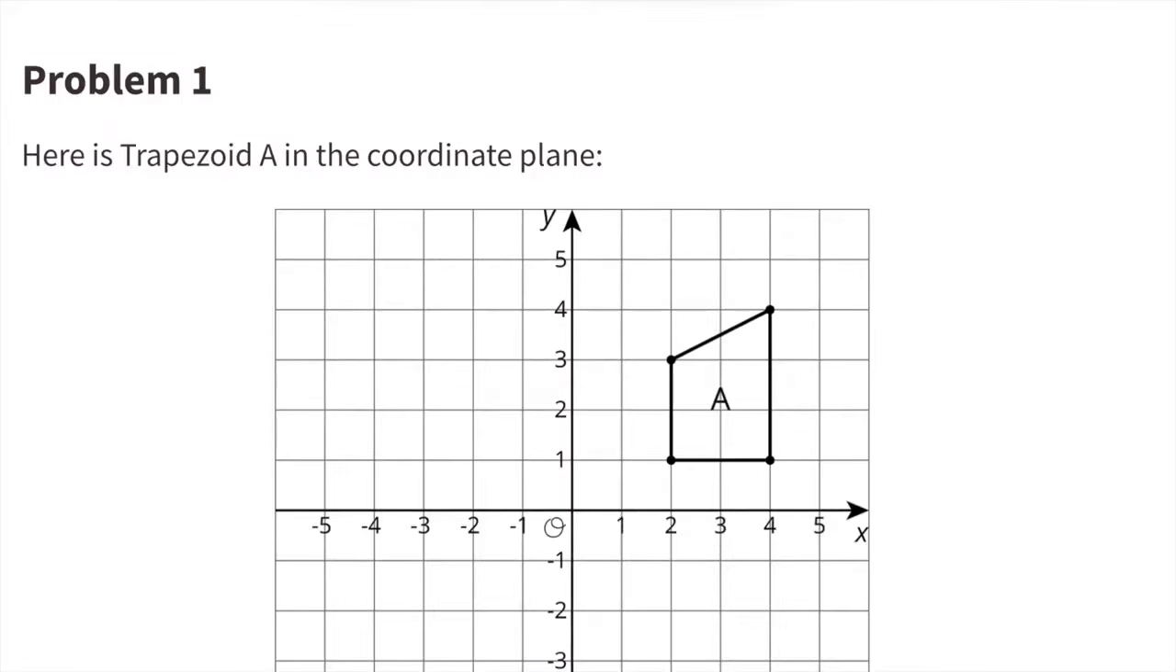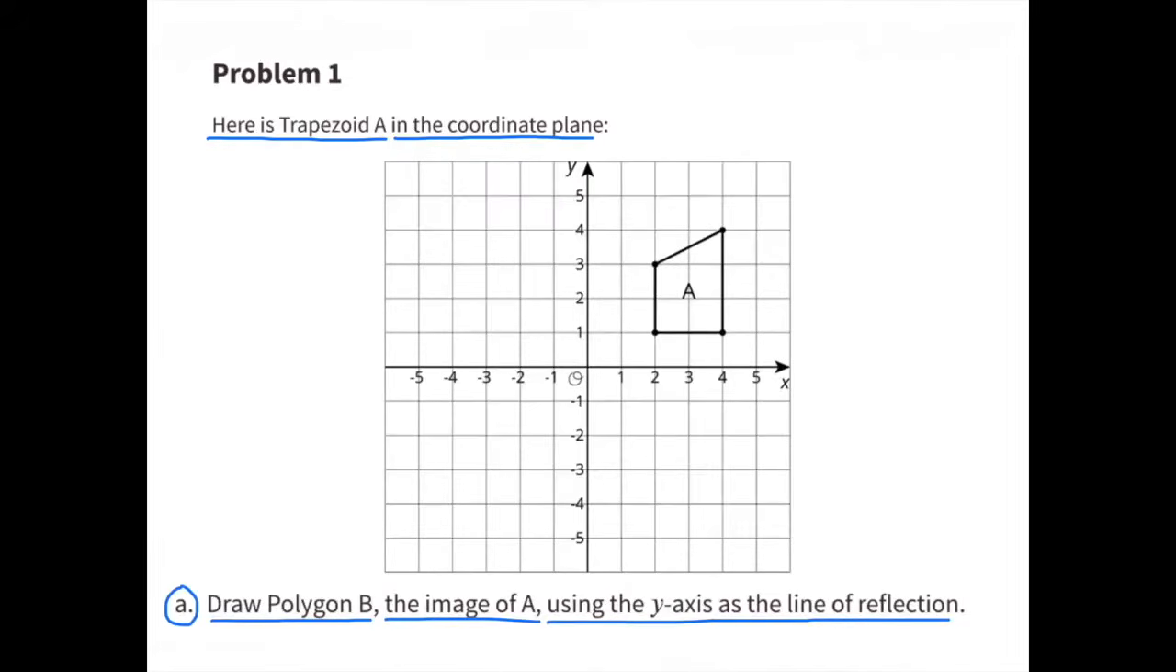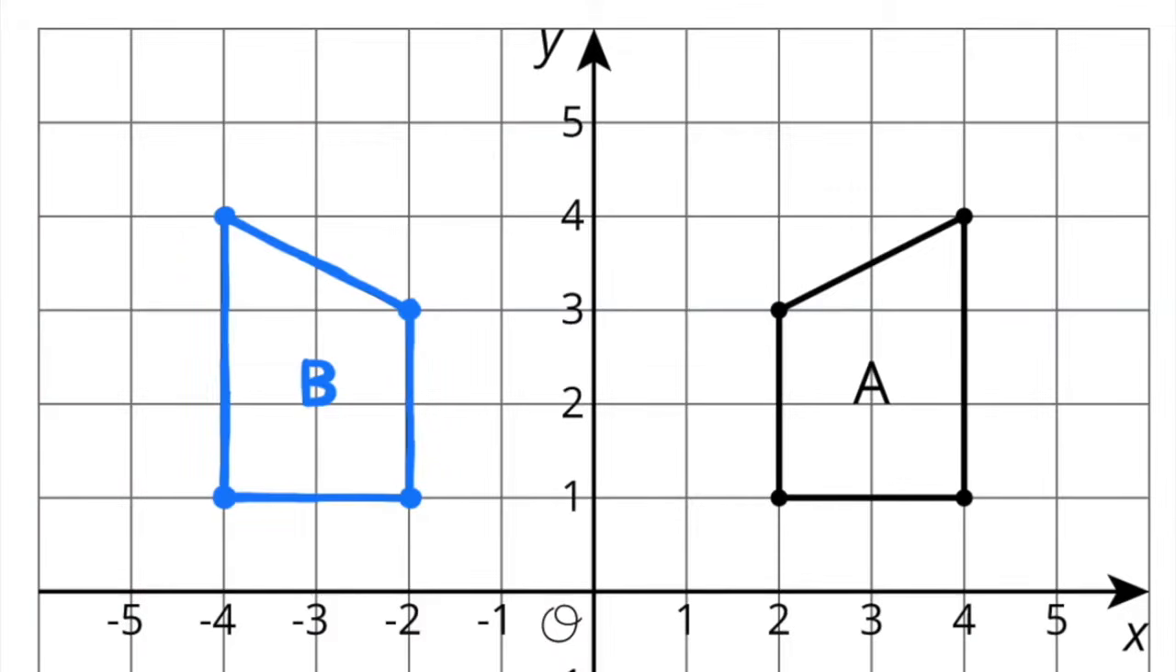Number 1. Here is trapezoid A in the coordinate plane. A. Draw polygon B, the image of A, using the y-axis as the line of reflection. Here I've drawn polygon B, the image of A, and I've used the y-axis as the line of reflection.